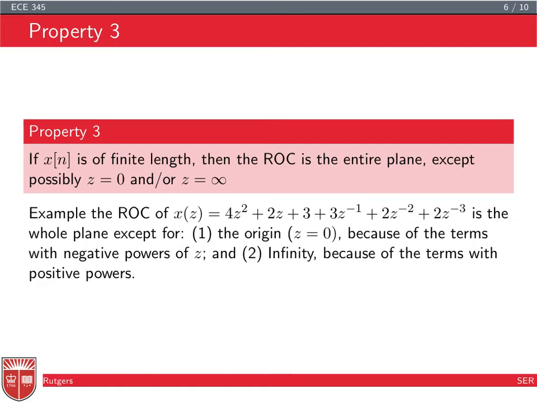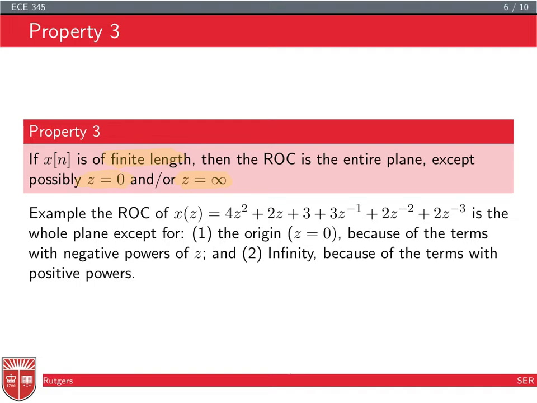The third property concerns the case when x[n] is of finite length. This means it doesn't go to infinity. In this case, the ROC is easy to find because it's the entire plane, except for two possible points that must be excluded, which are z equal to 0, meaning the origin, or z equal to infinity. I'll try to explain this using an example.